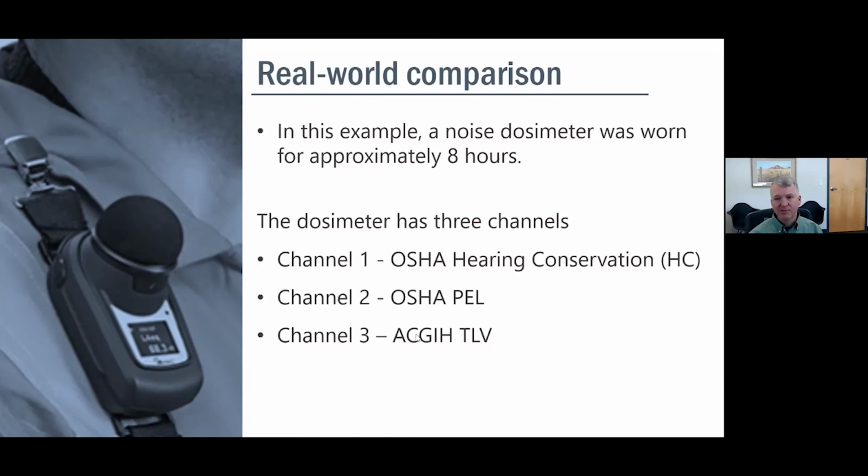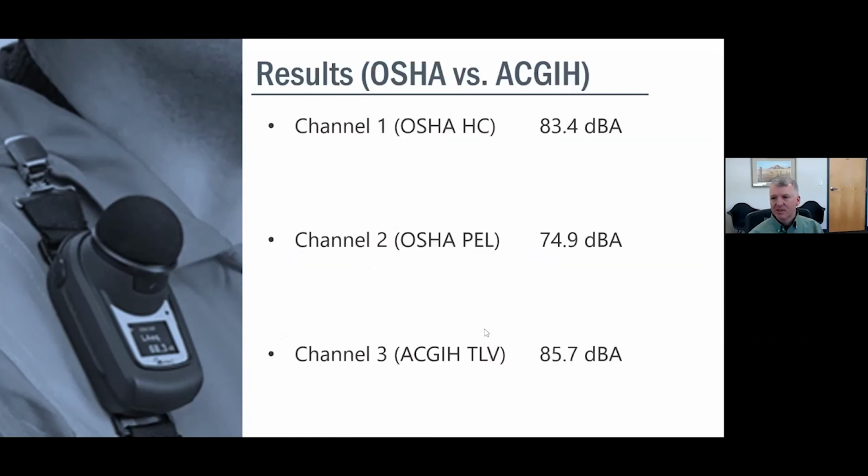So obviously it's very important. If you're toggling through your noise dosimeter and writing down numbers, you've got to know: am I looking at the channel 1 hearing conservation numbers? Am I looking at the OSHA PAL numbers? Am I looking at ACGIH? Because it makes a big difference. So these are some real numbers from a dosimeter, and this is one person wearing this dosimeter over roughly 8 hours.